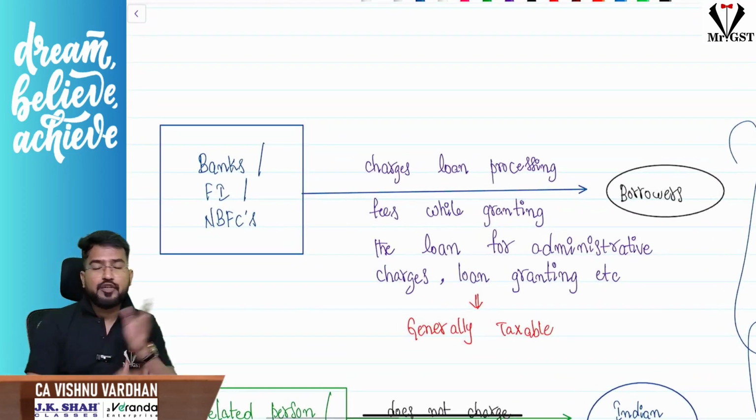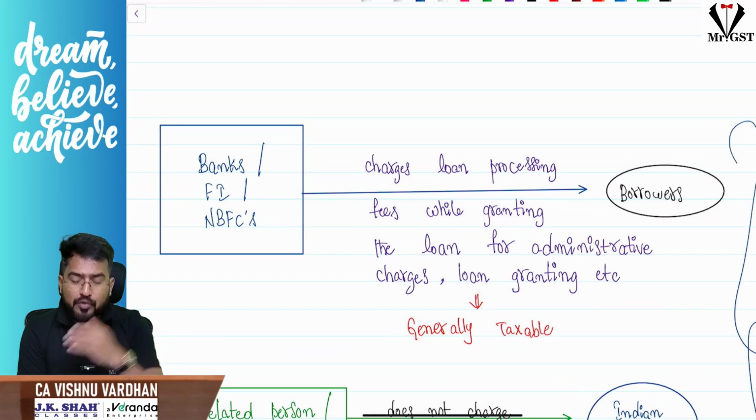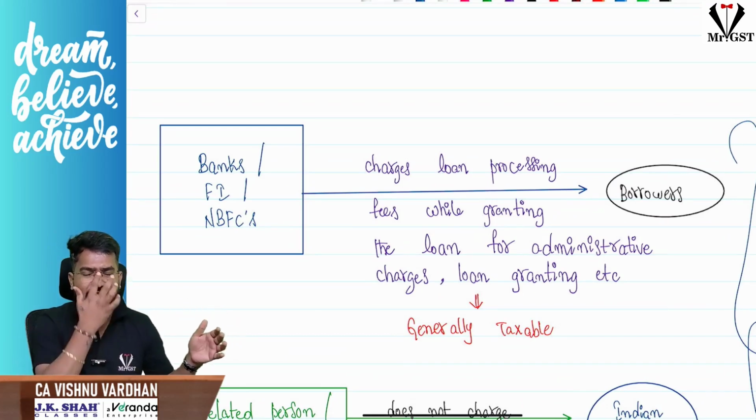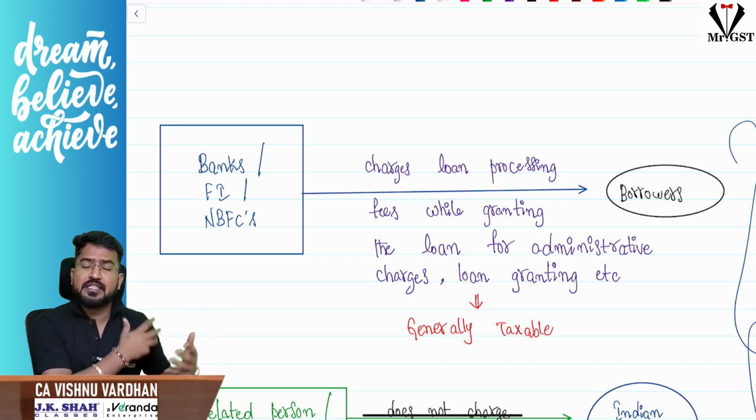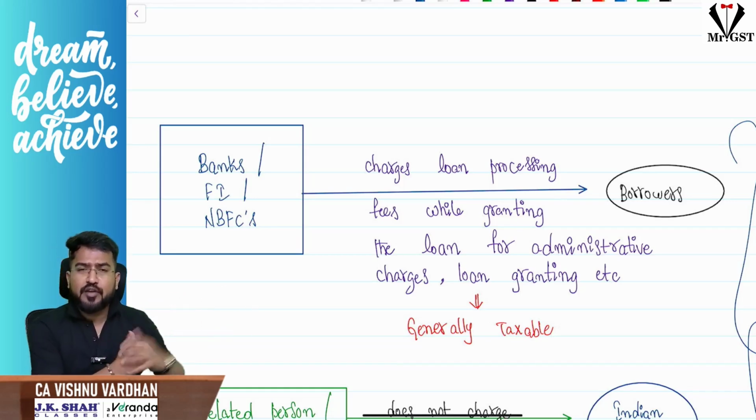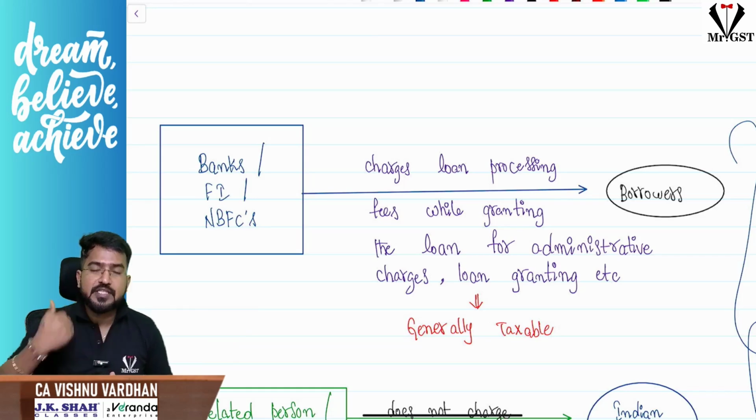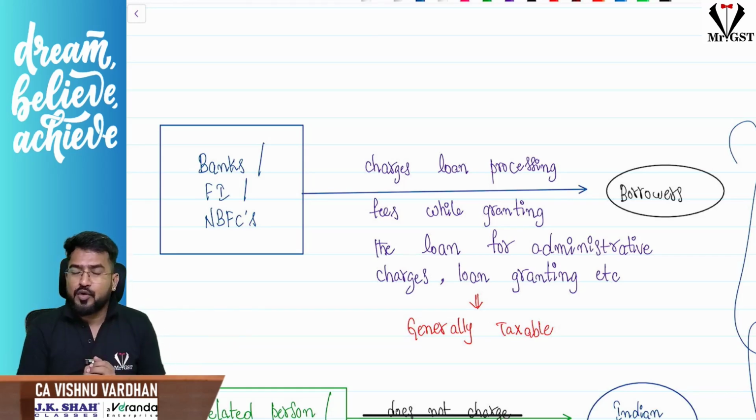Whenever banks, financial institutions or NBFCs give loans to anybody, they will charge processing fees. Why? Because to assess the borrower's repayment capacity, they do various documentation and background verification. For that, they charge processing fees from the borrower. This is obvious, and it is taxable under GST. Loan processing fees are taxable; only interest is exempt, but credit card interest is taxable.